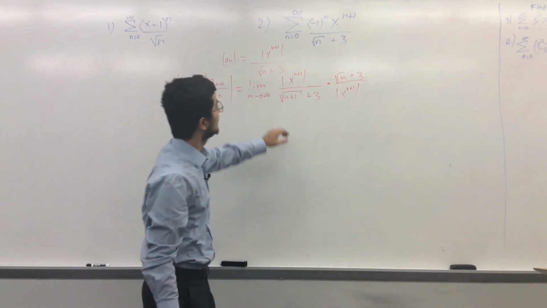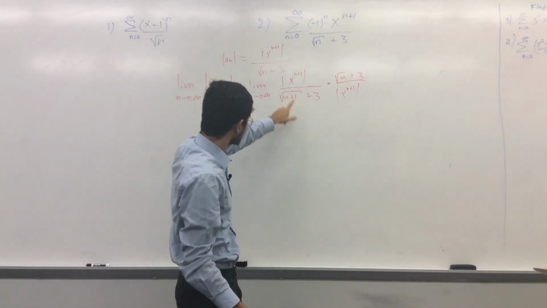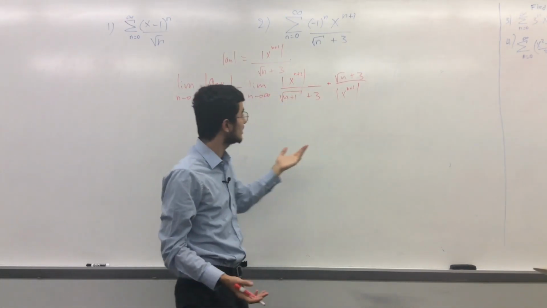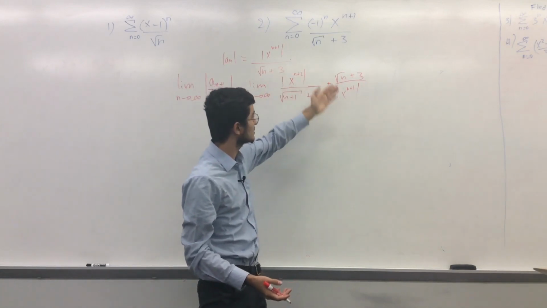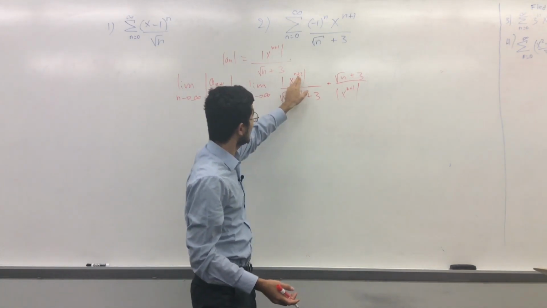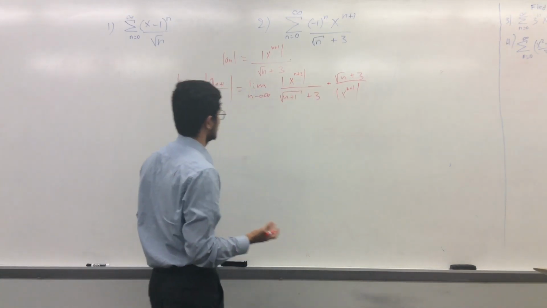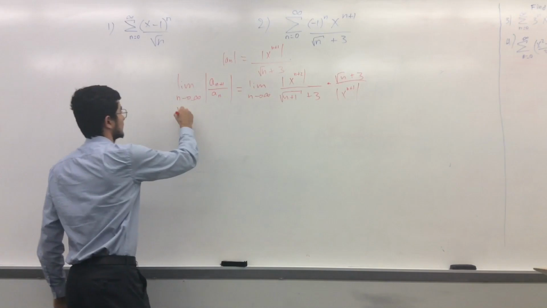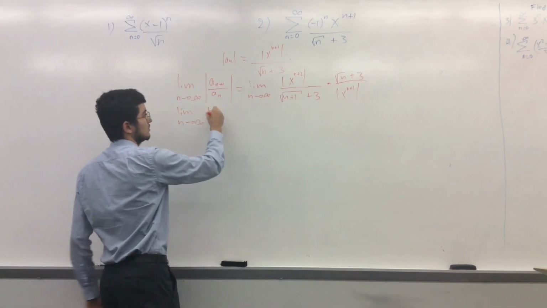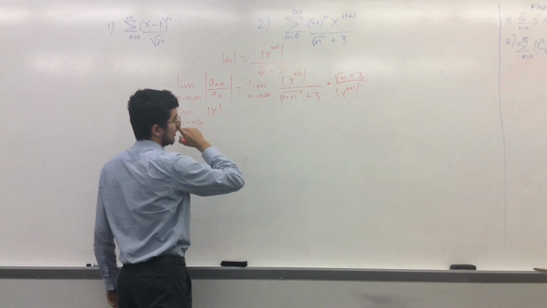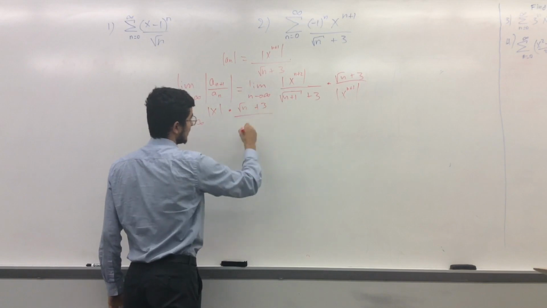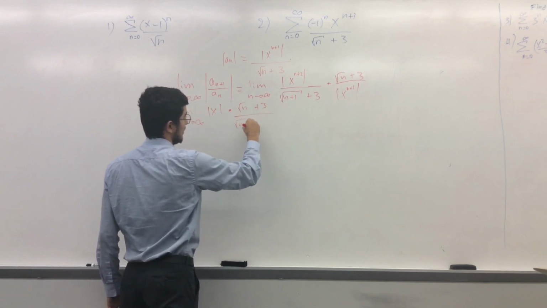All right. Over here we can cancel some things out. So x to the power of n plus 2 divided by x to the power of n plus 1, right? We use the power properties. So if we're dividing, we subtract. n minus n is 0, and 2 minus 1 is 1. So we have the limit as n approaches infinity of the absolute value of x, and then multiplied by the square root of n plus 3 divided by the square root of n plus 1 plus 3.